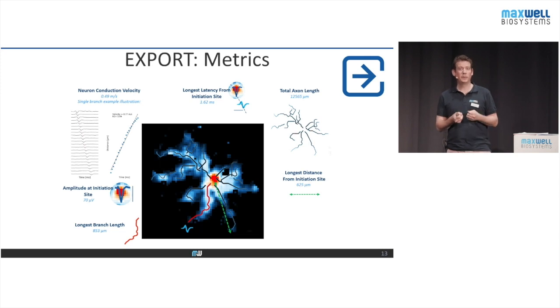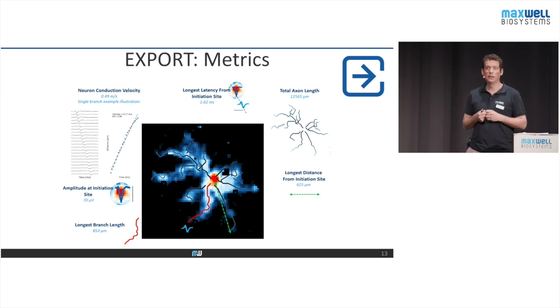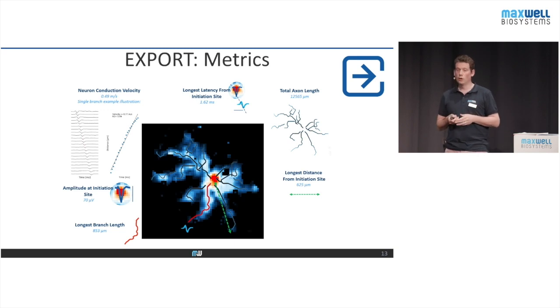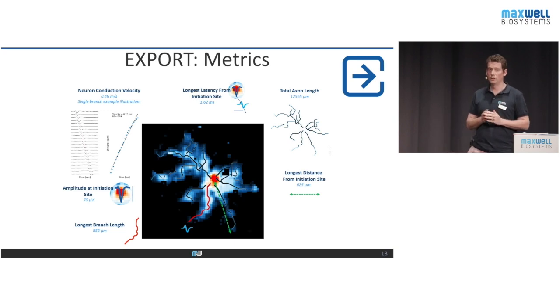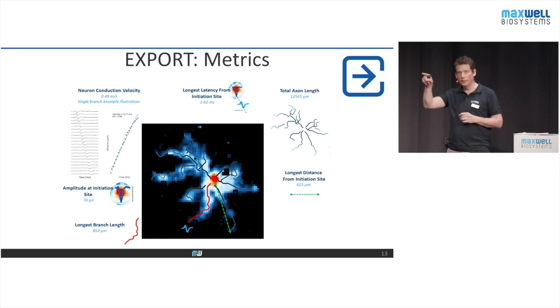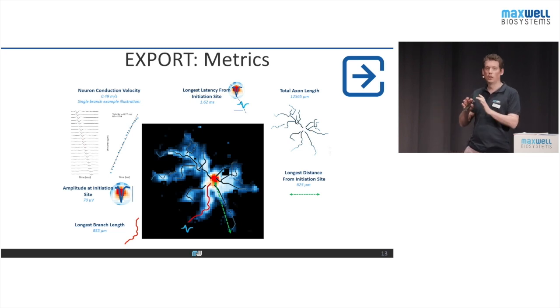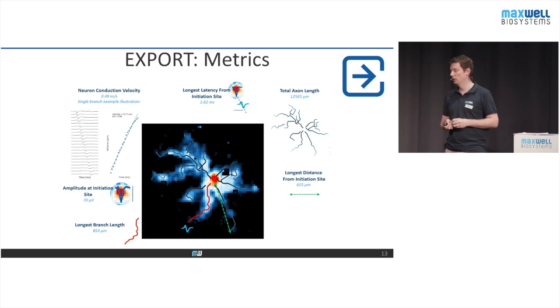So what kind of information can we extract from it in order to characterize our cell lines, our neurons? Of course, we have the neuronal conduction velocity, which is a weighted average of the individual conduction velocities of the branches. So you also have access to the individual branch velocities or to this average conduction velocity. We extract the amplitude at the initiation site. We also extract the length of the longest branch.